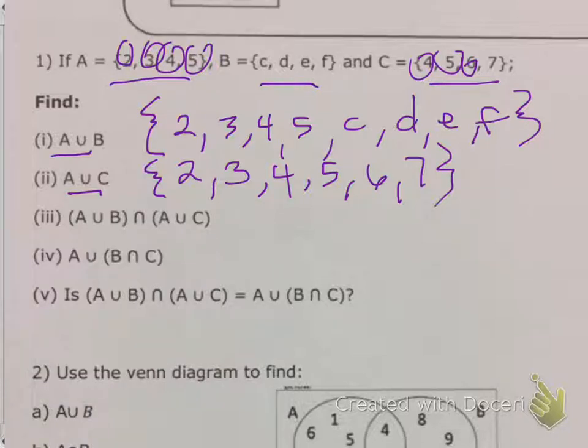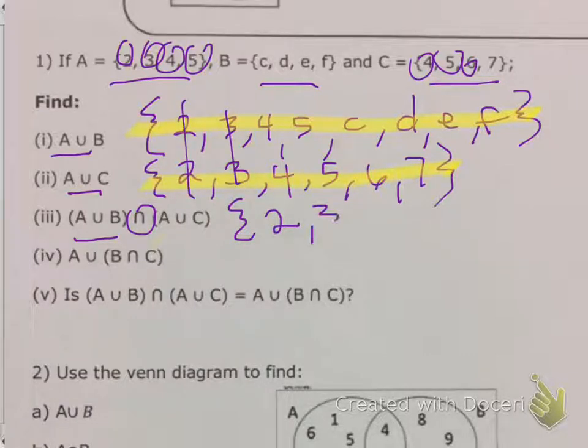All right, when I go and do this one, I would do A union B, which is actually this group that we just found right here, and A union C, which is this group right here. We're going to find the intersection of those two groups, which means only the parts that overlap. The parts that overlap there would be the 2, the 3, the 4, the 5, and nothing else. So that would be my answer there.